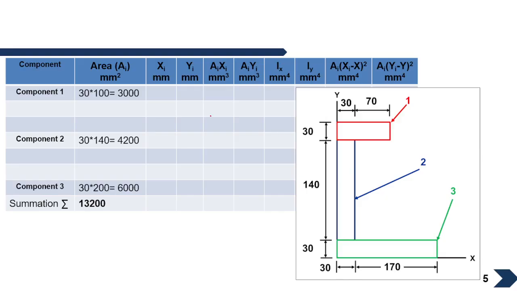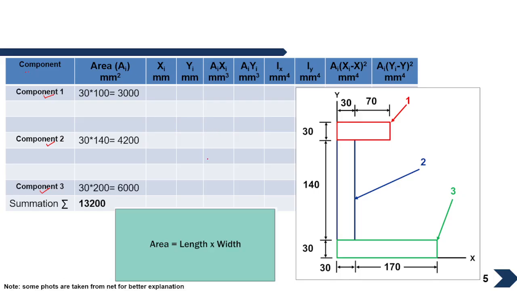Now let us start solving by drawing the table. I have already drawn the table here. I have divided this into three components. So we have component 1, 2 and 3. Other things are given in the table, so we'll go one by one. First we'll find the area. We already know the area of a rectangle is length into width or breadth, you can say.